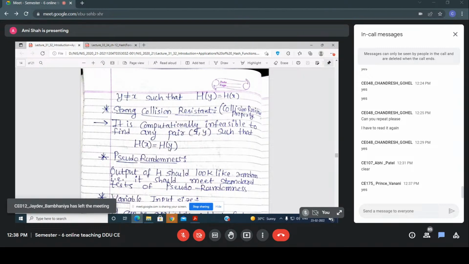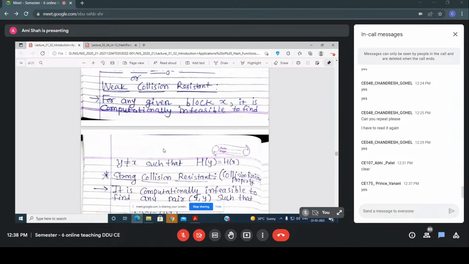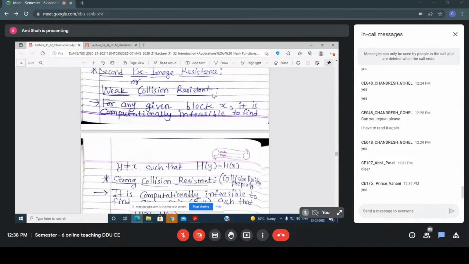And also, if a hash function is collision resistant, then it is also second pre-image resistant. This is something you have to keep in mind. So these are all the properties.